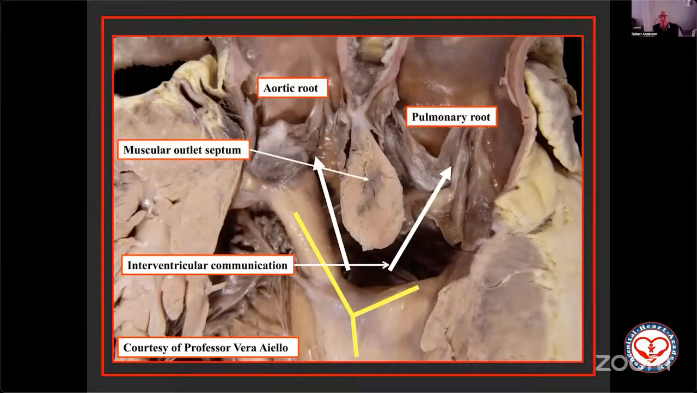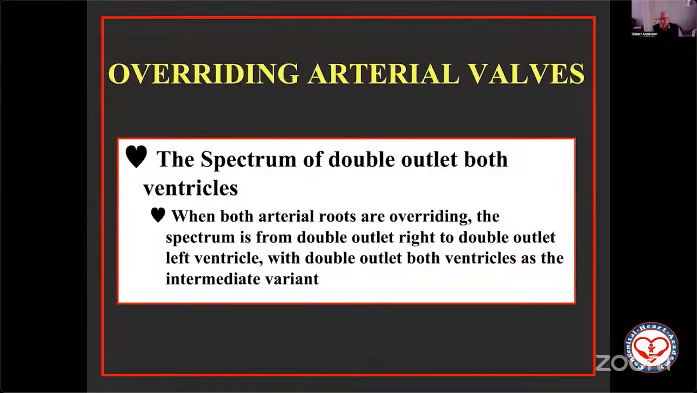And so we're going to have a spectrum here when both arterial routes are overriding, and that spectrum now is going to be from double outlet right to double outlet left ventricle. And the intermediate variant this time is going to be the arrangement I've shown you in those previous two pictures, double outlet, both ventricles. So let's now ask Diane to finish off and look at the specimens by showing us her example of double outlet, both ventricles.